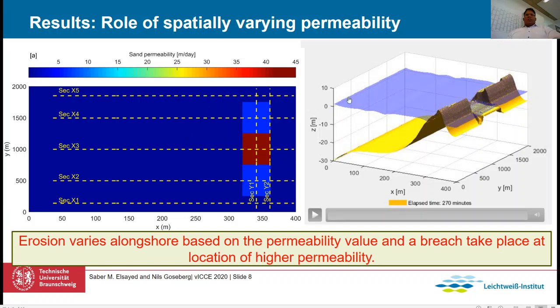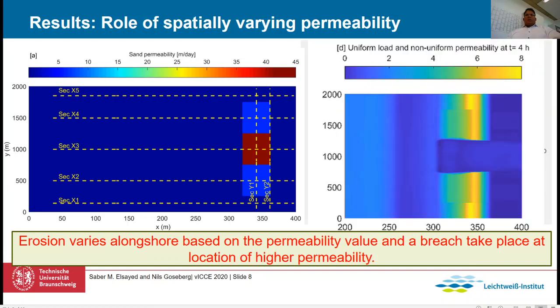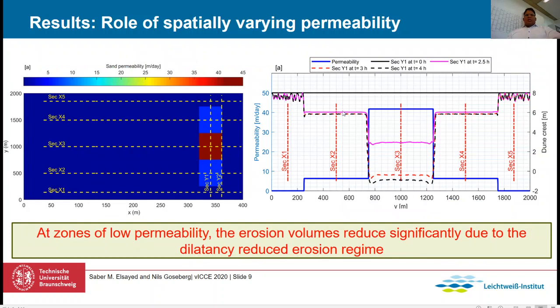So as you have seen here in the animation, we can find that the dune is eroded and we have a breach at the high permeability zone, and then the sediment deposits behind the dune. So this means that erosion varies. We will find also that erosion varies alongshore based on the permeability value, and a breach takes place at a location of higher permeability. As we see here, this is again to say that the permeability is varying alongshore, and the breach is developed at the location of higher permeability.